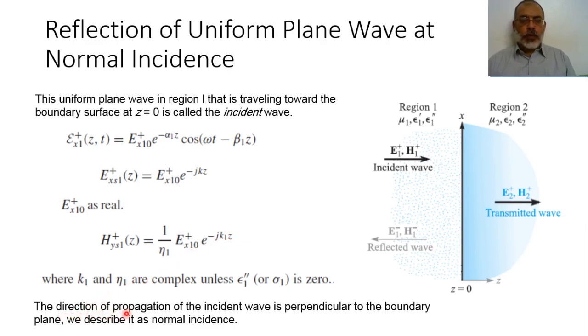The direction of propagation of the incident wave is perpendicular to the boundary plane. Here the propagation is normal to the interface plane. So that's why we call this type of incidence normal incidence. Because it is perpendicular to the interface, it is a normal incident plane wave. Now we have described completely the incident field in terms of its electric field and magnetic field. What will be the situation for the transmitted and the reflected fields?